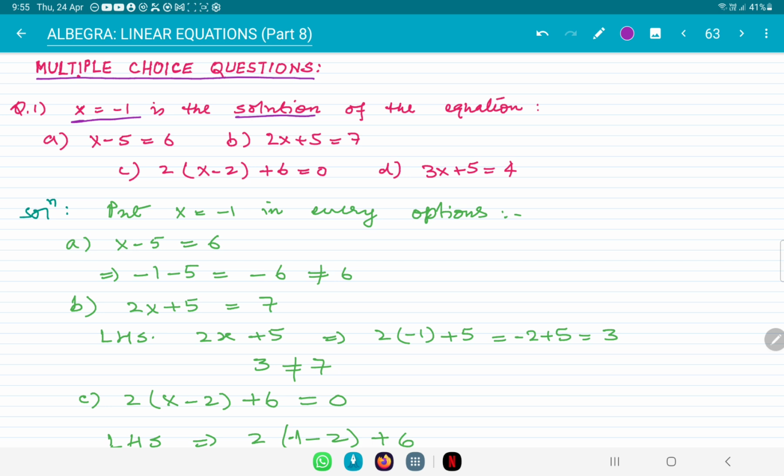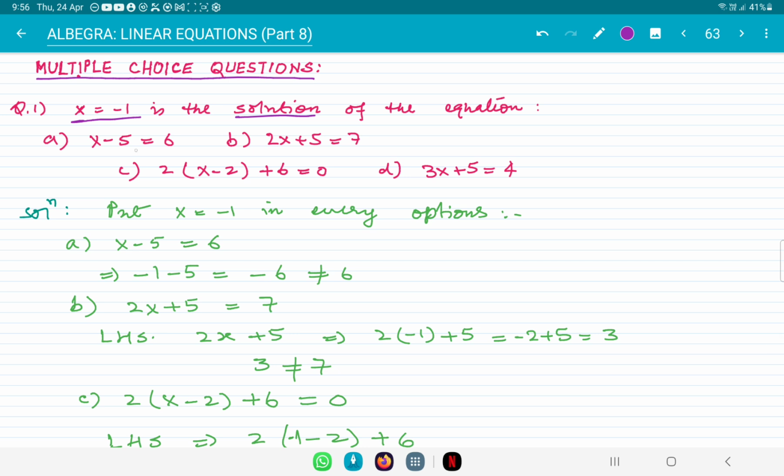So we have to take only one, but we will do every equation one by one by putting x equals -1, and we will see whether LHS equals RHS. If LHS is equal to RHS, then we will say that this particular option is the answer to the given question.